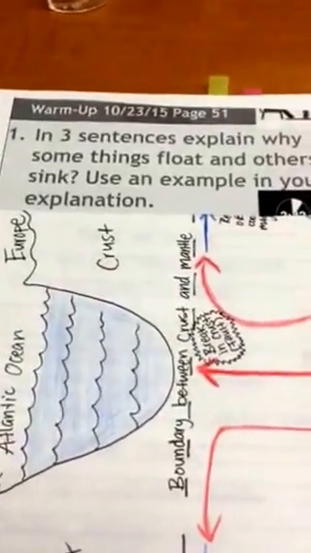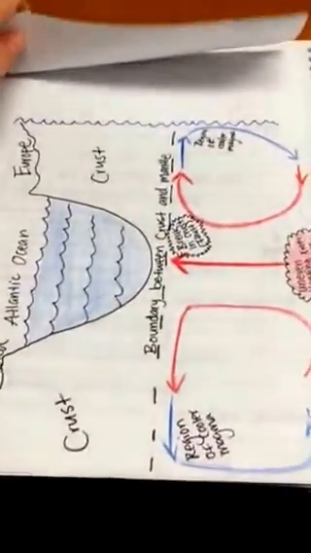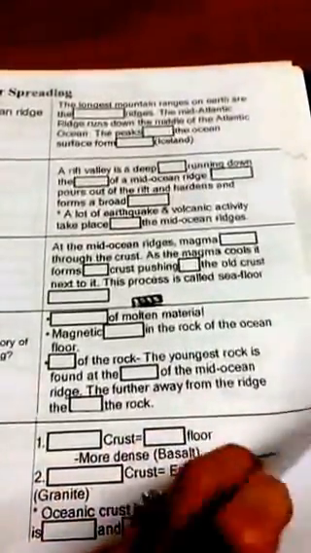On page 51 was a warm-up from October 23rd about density, explaining why some things sink or float, and then we drew this diagram on the bottom of page 51 talking about the convection currents inside of the mantle. On page 52 were the notes on seafloor spreading and plate tectonics. Again, if you're missing these, check out the daily agenda for October 24th.